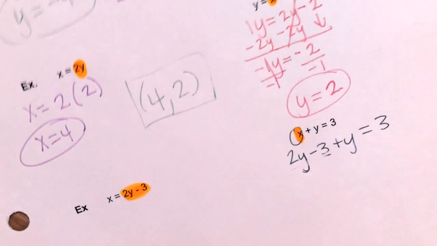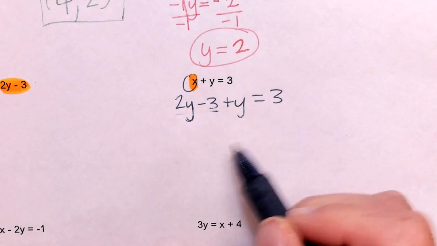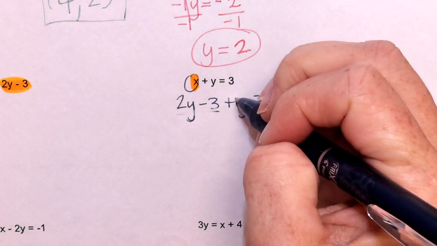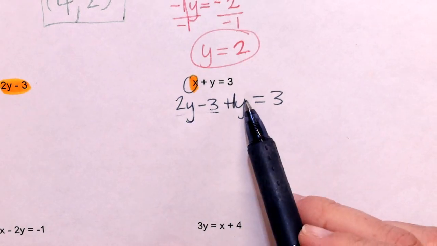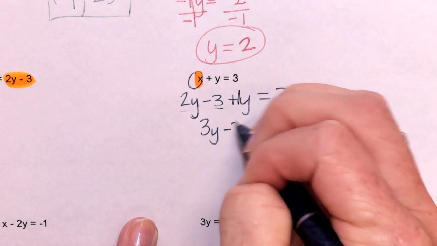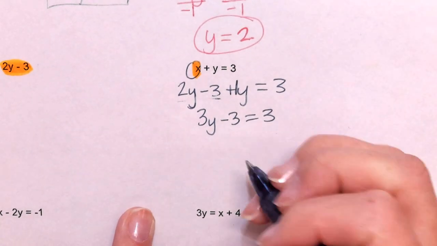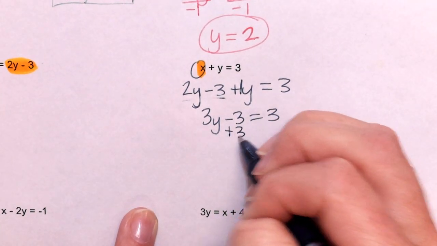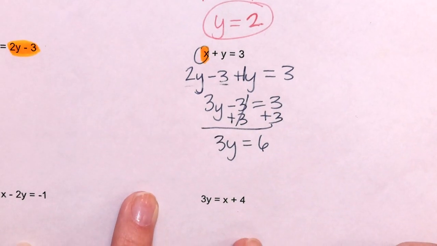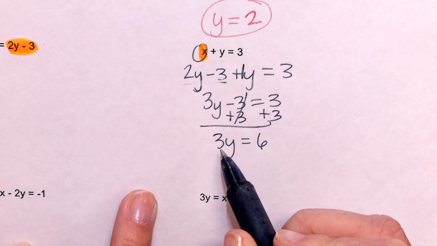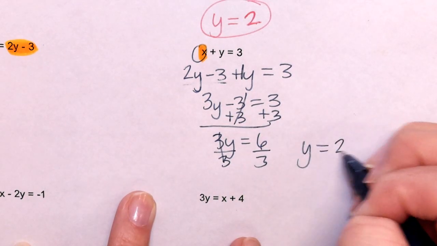Did everybody get that far? Can I combine like terms on the left? What coefficient is in front of this y? What is 2y plus 1y? So I have 3y minus 3 equals 3. Yes? How do I get rid of the minus 3? Plus 3. I have 3y equals 6. How do I get rid of the coefficient 3? Divide by 3. And I'm left with y equals 2.